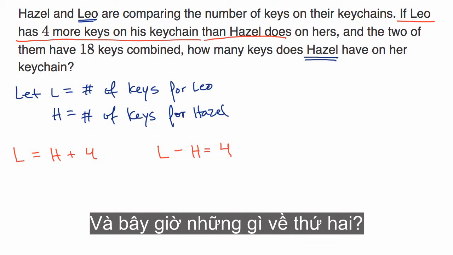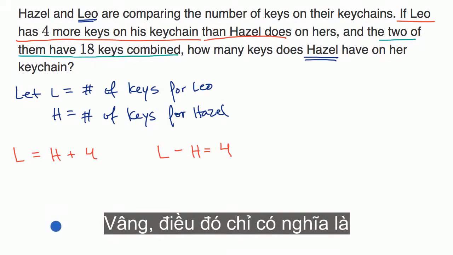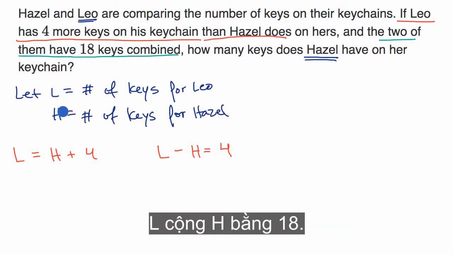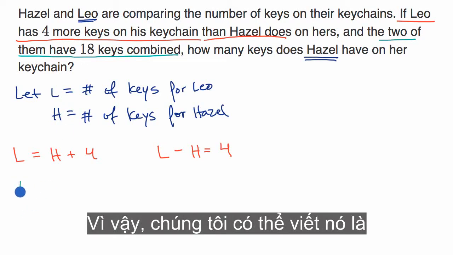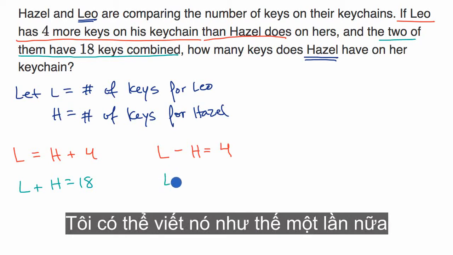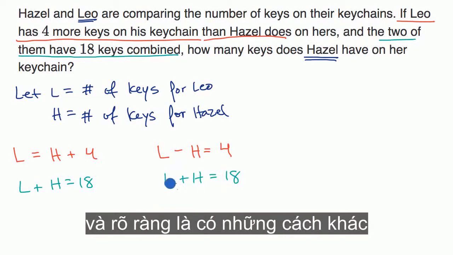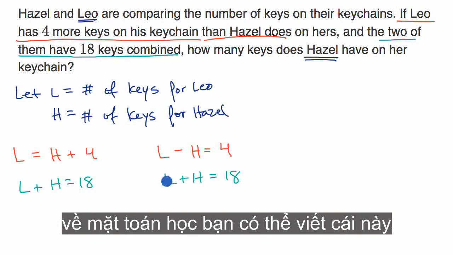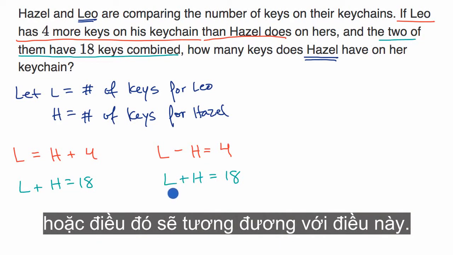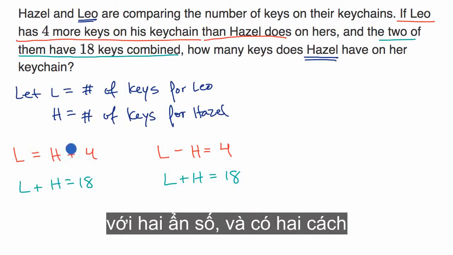And now what about that second one? And the two of them have 18 keys combined. Well, that just means that L plus H is equal to 18. So we could just write it that way. L plus H is equal to 18. And I could write it like that again. L plus H is equal to 18. And obviously, there are other ways that you could mathematically write this, or that would be equivalent to this. But now, in either case, we have two equations with two unknowns.